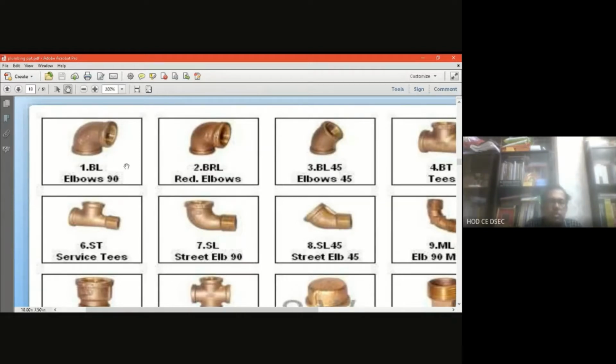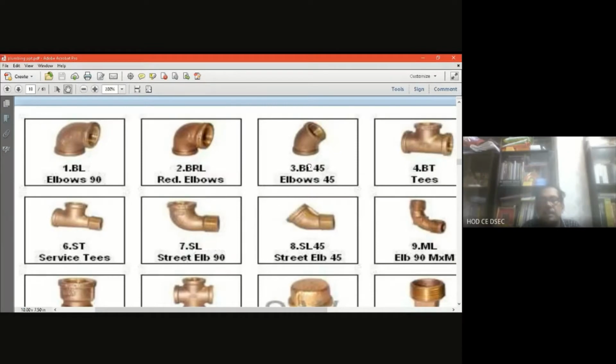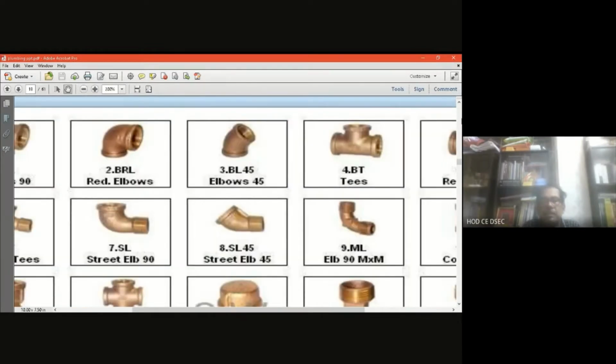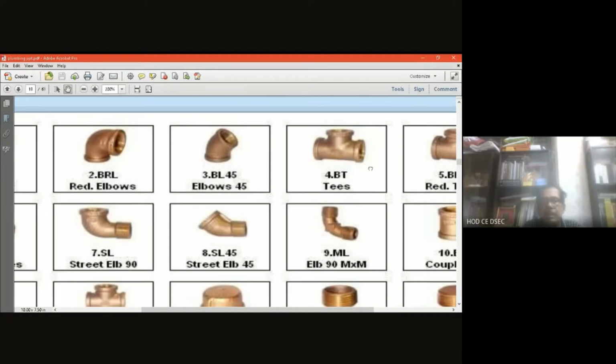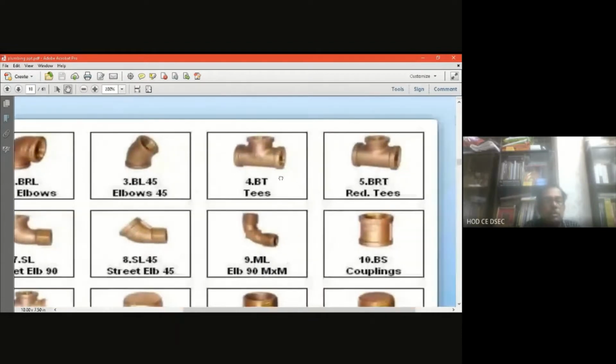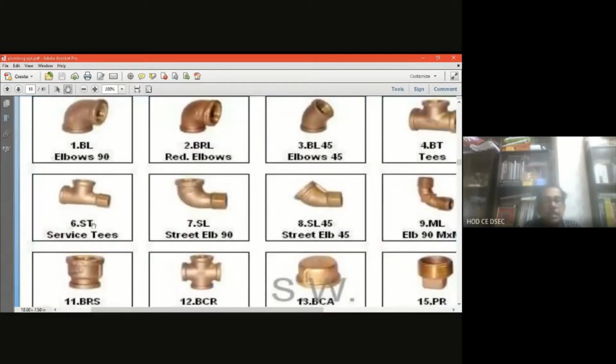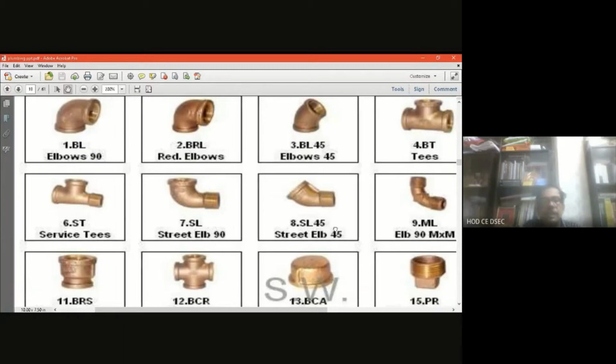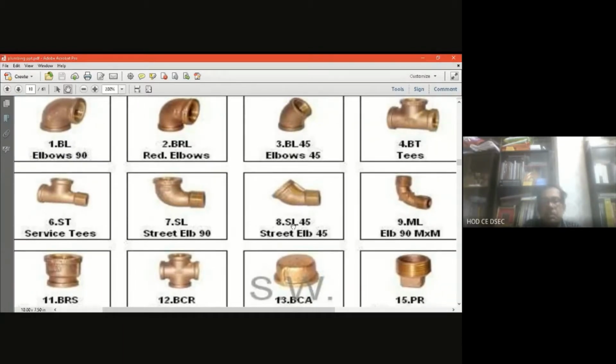First I am showing you the elbow, the 90 degree elbow, where the bend is 90 degrees. Then this is the 45 degree elbow. Then it is the T connection, where three pipes join at one point, from two sides. Now this is the service T. Everything will be explained. This is the street elbow 90 degree, and this is the street elbow 45 degree.